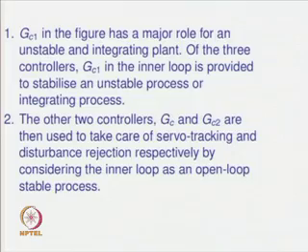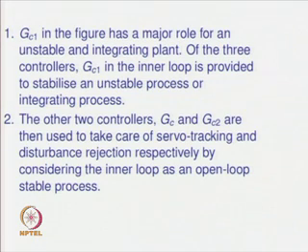What do we mean by that? With the help of GC1, we are getting some modified process, and we assume that modified process to be a stable one. Assuming that we are dealing with a stable process, GC and GC2 are designed to improve upon servo tracking and disturbance performances.